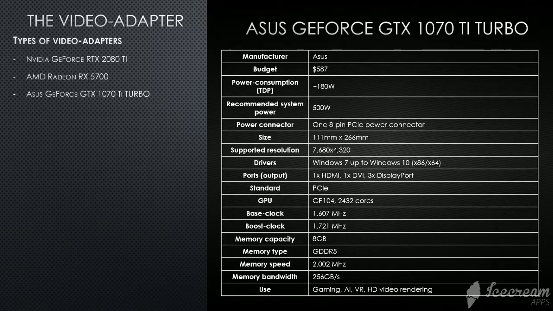1721 MHz. The memory capacity is the same as the previous, 8 GB. The memory type is GDDR5 this time. The memory speed is 2002 MHz and the memory bandwidth is lower than the previous one and supports up to 256 GB per second. And the use is pretty much the same: gaming, artificial intelligence, virtual reality, HD video rendering, and so on.